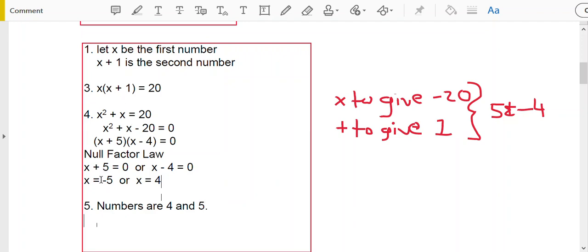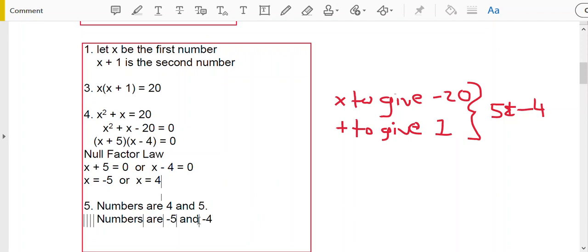So if x was minus 5, then if I was to add 1 to that number, because adding 1 gives me the second number, minus 5 plus 1 is minus 4. So would these 2 numbers make sense? Would minus 5 and minus 4 be a correct answer to this problem? If I was to multiply minus 4 and minus 5, does it give me positive 20?